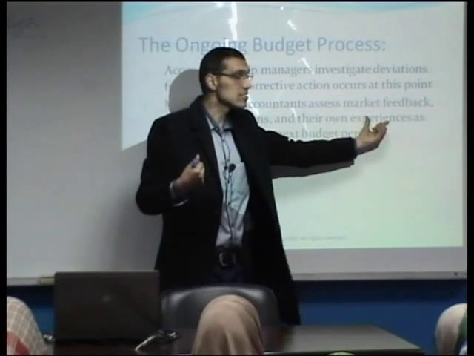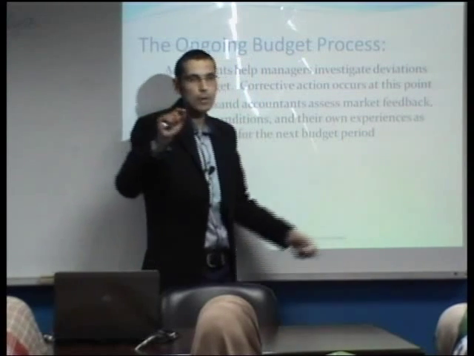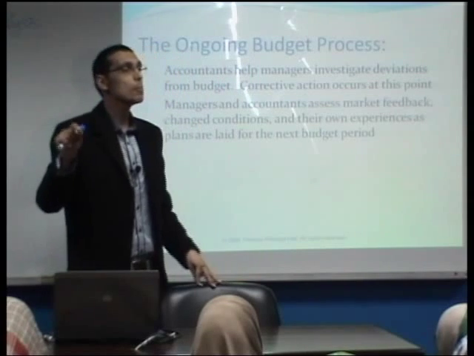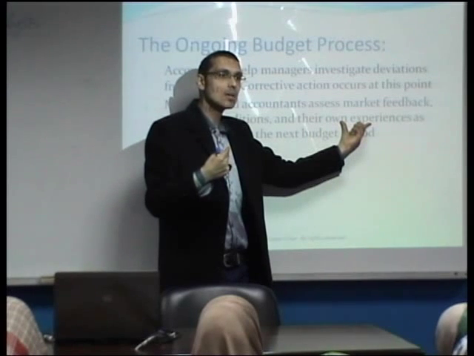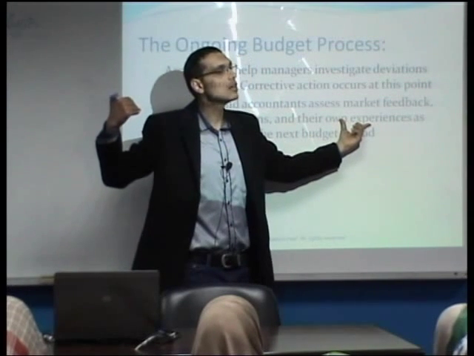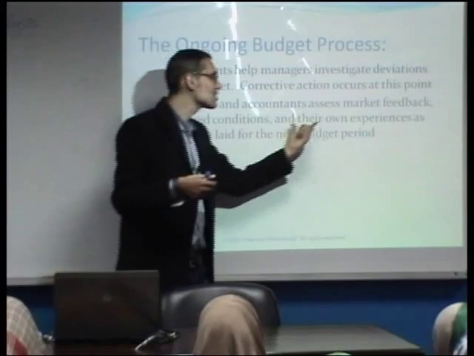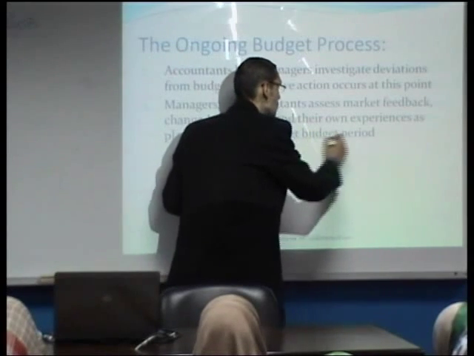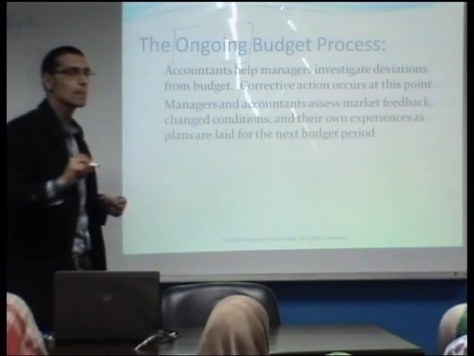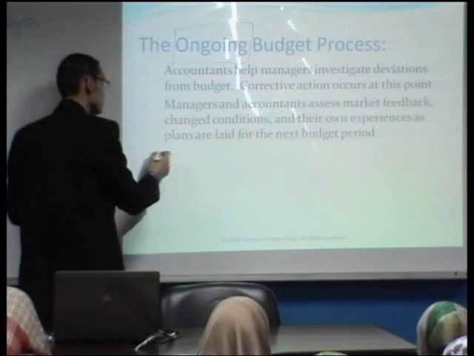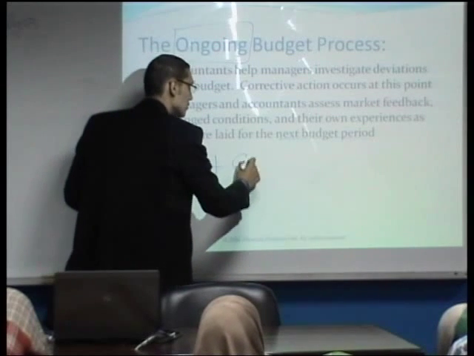And their own experiences according to what? According to the implementation of the plan. Maybe we had a problem in the plan. Maybe we had a problem in the budget itself. Therefore, we need to consider our experiences after implementing the plan that was performed in the previous year, as plans are laid for the next budget period. Therefore, the term ongoing budget process, which a lot of individuals might call it, or a lot of books might call it, a budget cycle.